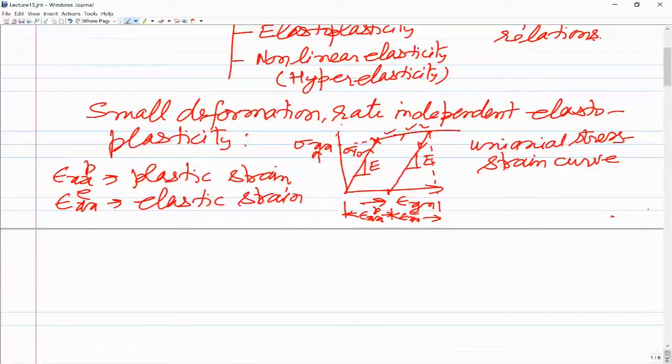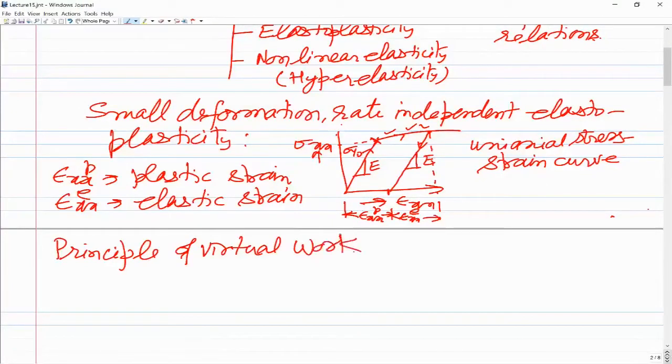So first I'm going to talk about the principle of virtual work for a general case, the general three-dimensional case. Let me develop the element level governing equations, and then I will be talking about the various concepts involved in elastoplasticity problems. So first I am going to talk about the principle of virtual work for a general 3D state of stress and strain.